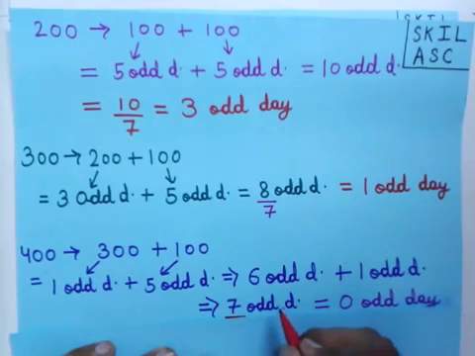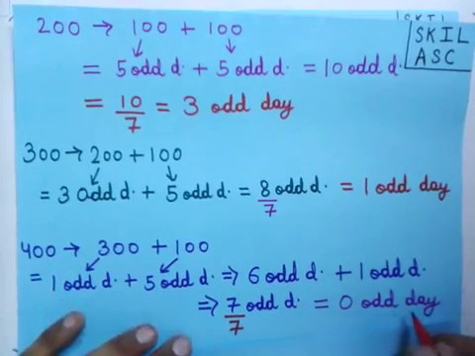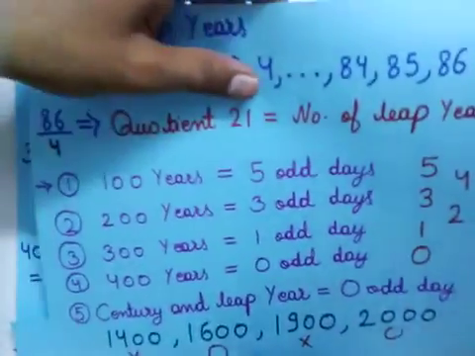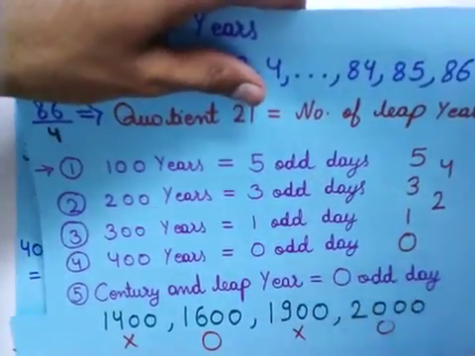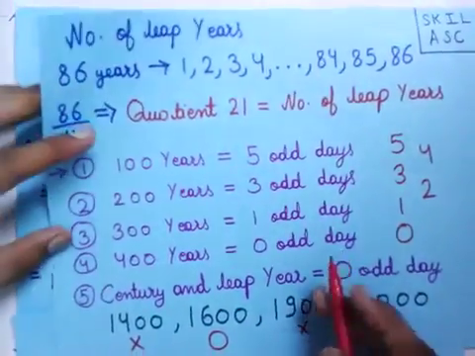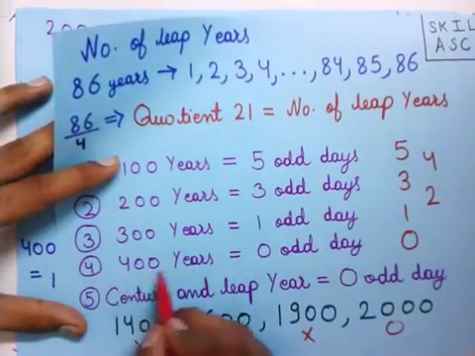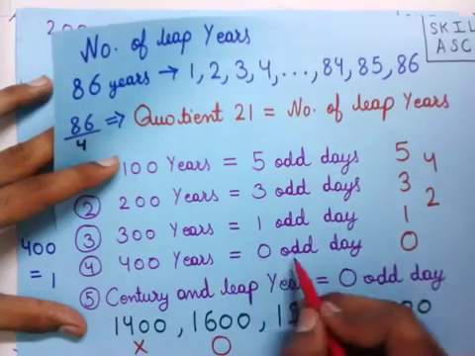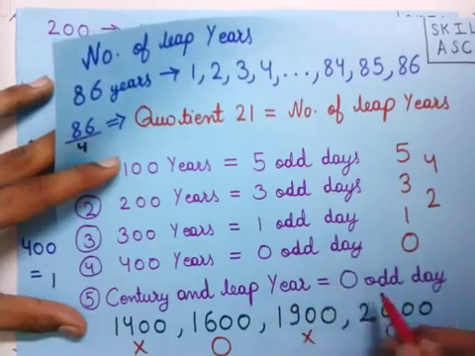We know the number of odd days can only be from 0 to 6. So we divide it by 7 and we get 0 odd days. And that's why we have written that 400 years have 0 odd days. Now you must notice that this 400 is a century which is a leap year. So if a century is a leap year, it will have 0 odd days.